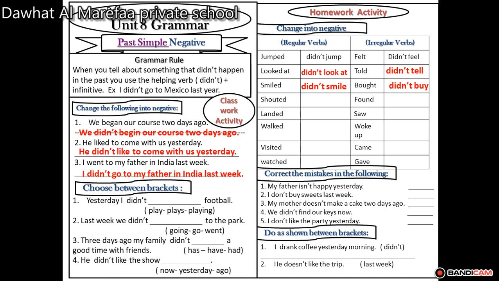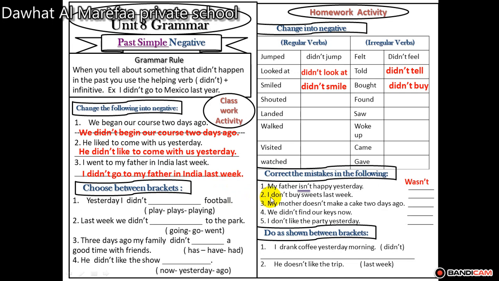Guys, thanks so much for this. But we are going to answer these questions. Correct the mistakes in the following. My father isn't happy yesterday. As you see here, guys, isn't is present simple. It is present, but yesterday shows that we are in the past. So isn't, what is the form for isn't in the past? It will be wasn't. Very good.